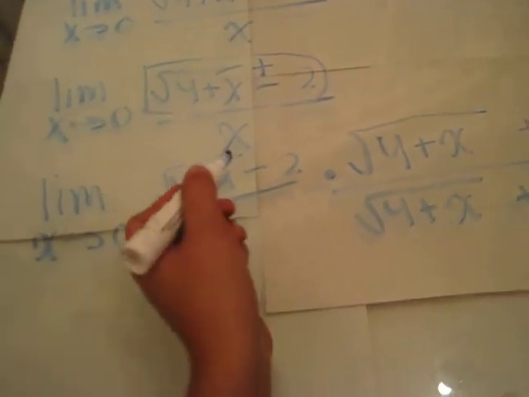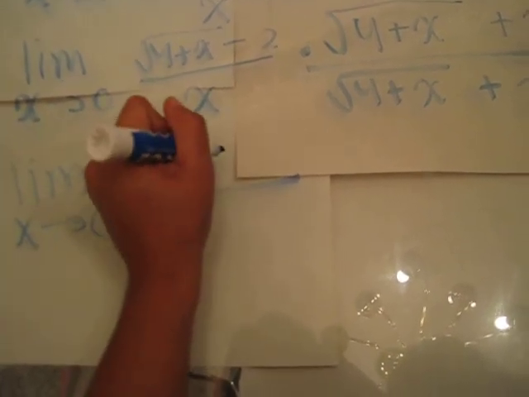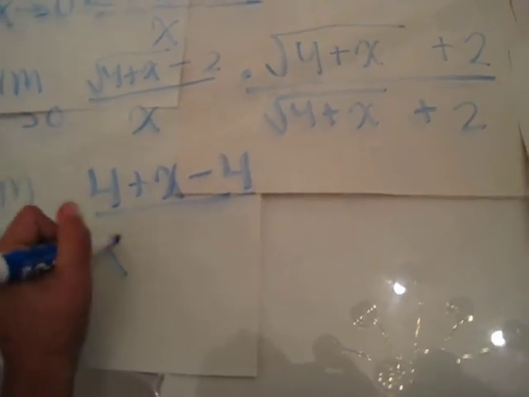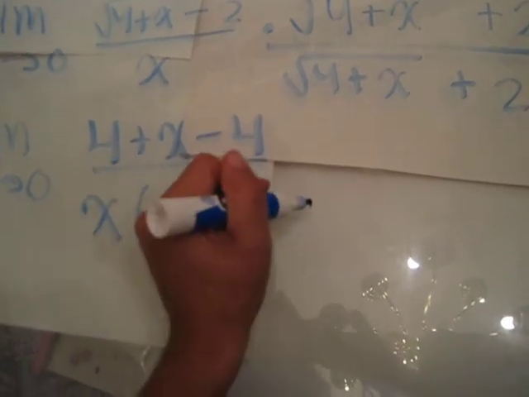Okay, so if we multiply the top here, we see that there's a difference of squares because it's the square root of 4 plus x minus 2 and the square root of 4 plus x plus 2. So the limit as x is approaching 0, and the top will just give you 4 plus x minus 4, because negative 2 times 2 is negative 4. In the bottom, we will just have x times the square root of 4 plus x plus 2. So let's continue the work on over here.